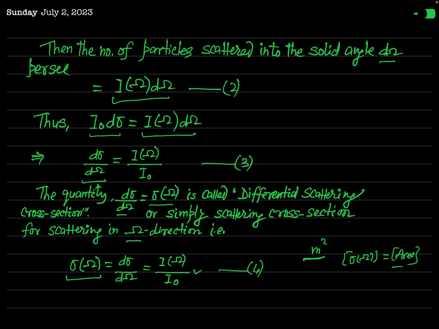You can also check this dimension by this ratio I over I₀. I is the number of particles passing through unit solid angle in unit time, so its unit will be simply per second, or second inverse. But I₀ represents the number of particles passing through unit area in unit time, so its unit will be meter minus 2 second inverse. And this second inverse will cancel out, and this will be meter square. So the dimension of this σ(Ω) is the same as that of area, and that's why it is called a scattering cross section. I think you have clearly understood why the term cross section is used here.